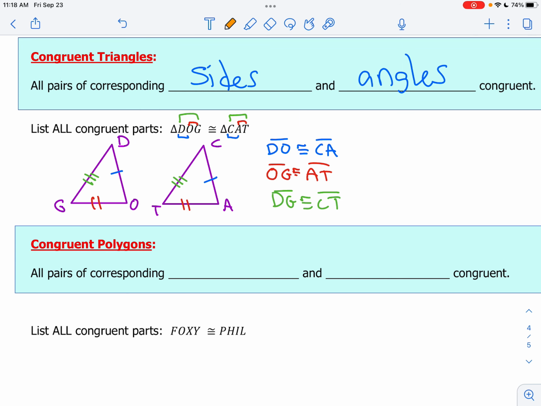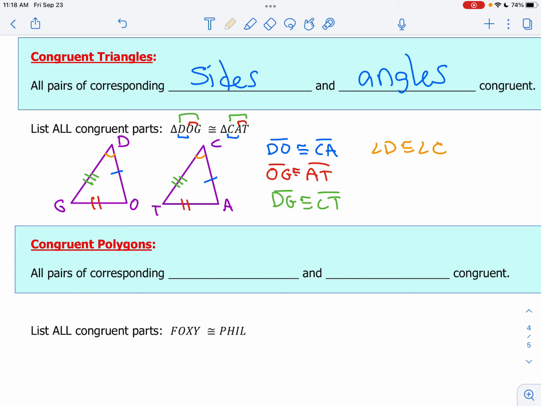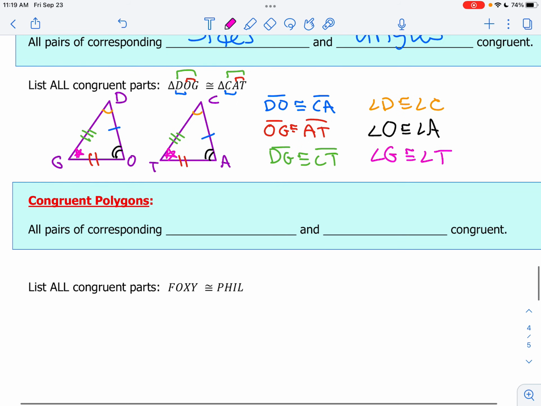And then guess what? The angles: the D lines up to the C, so angle D is congruent to angle C. I'm running out of colors. Angle O, angle A. And let's make a big star. Angle G, angle T. All right, so there we have it, and that's going to be used in many, many lessons.